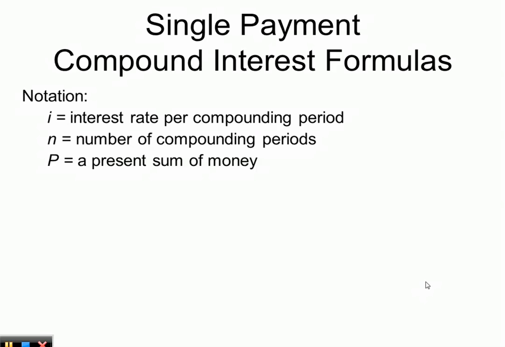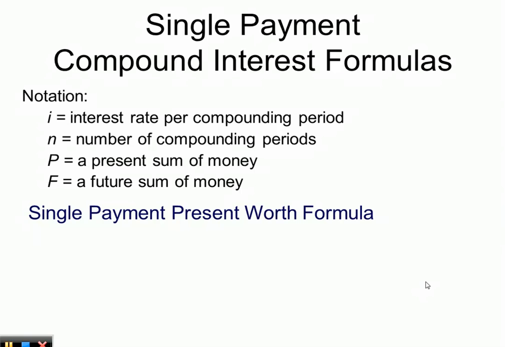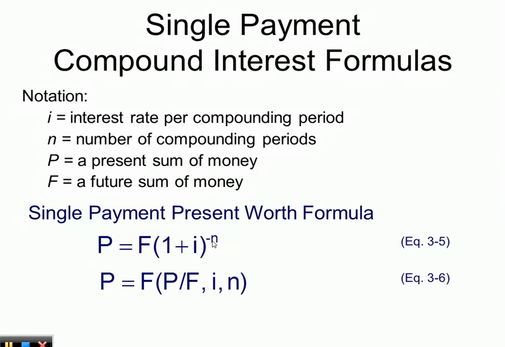I is the interest rate, N is the number of compounding periods, P is a present sum, F is a future sum. So the single payment present worth formula allows us to find the present sum of money based on the future sum of money. And here we're actually taking this 1 plus I to the negative N, which is the same as to say that 1 is divided over 1 plus I to the N.